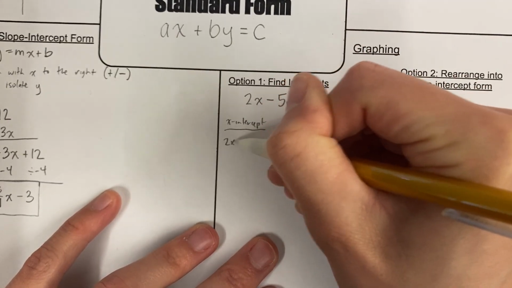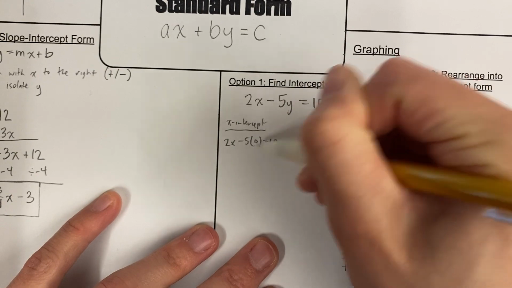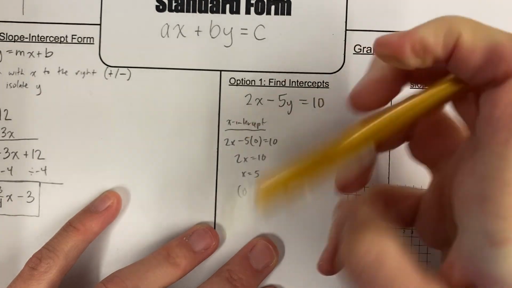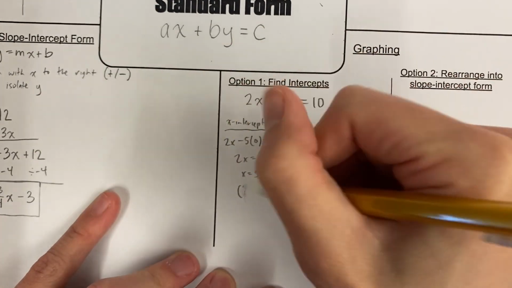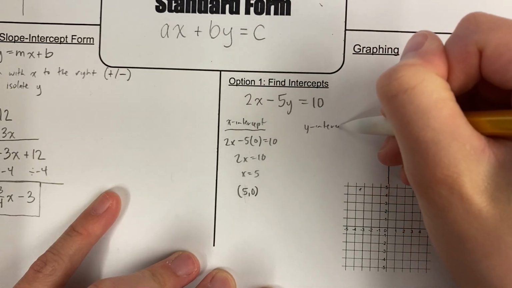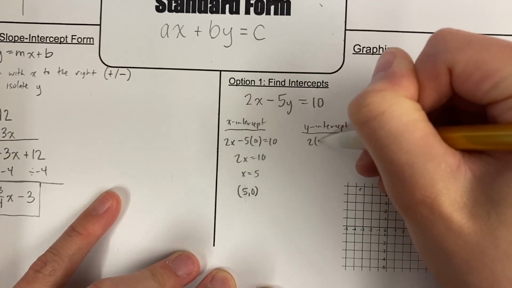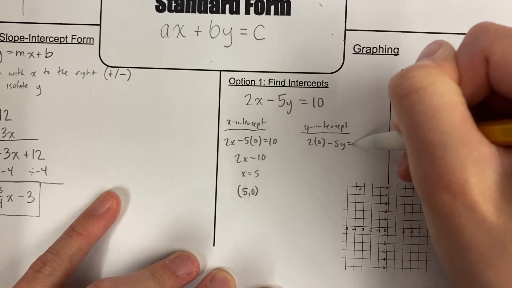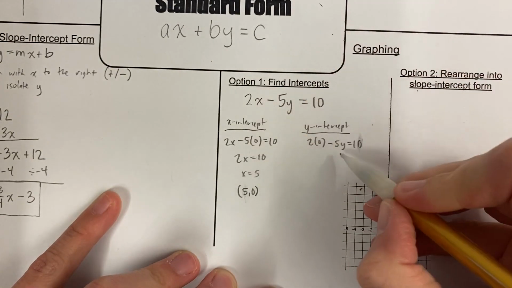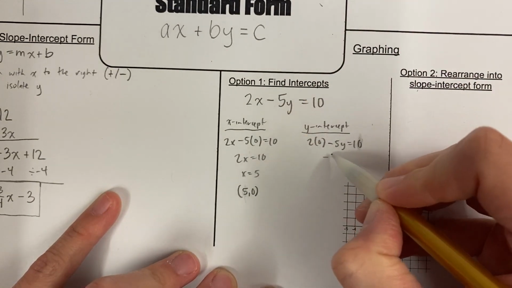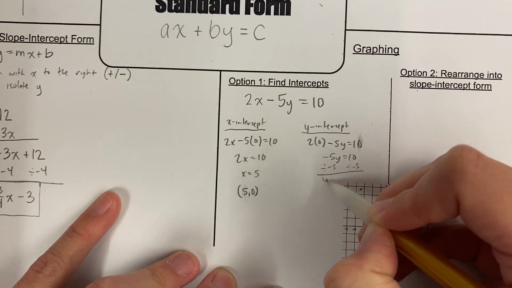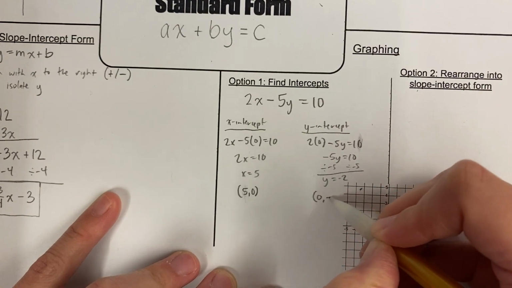I'm going to plug in 0 for y. That looks like this. I get x equals 5, because I divide by 2. So that's this point, where x is 5 and y is 0. And if I want to find the y-intercept, I would plug in 0 for x. Now here, remember I said this was a really common mistake, this negative sign, so make sure you bring that down. And when I divide by -5, I get y equals -2. So that's this point, x is 0, y is -2.